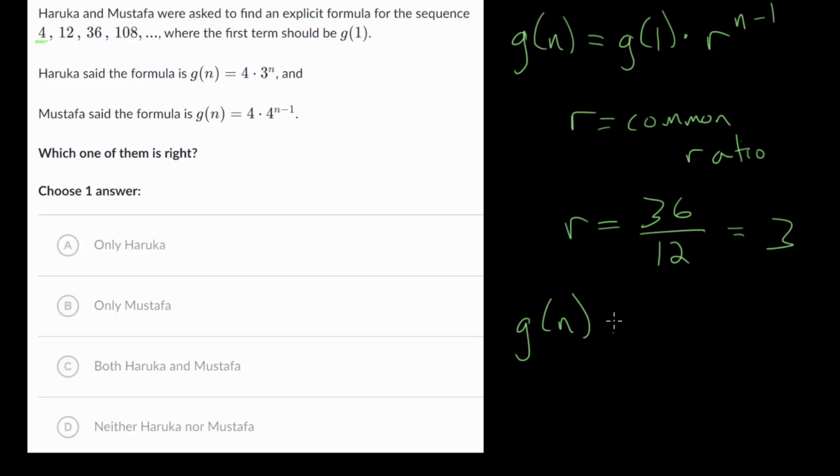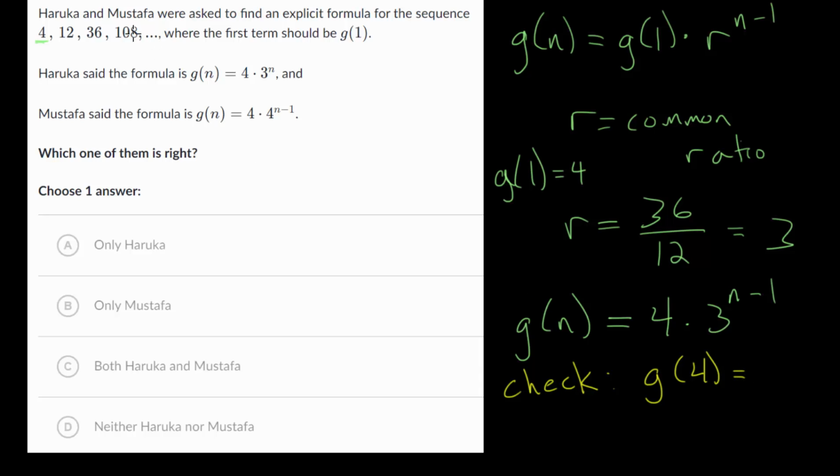So just plugging in these numbers, since now we know g of 1 is 4, we have that g of n, where now we're plugging in the nth term, is equal to that first term, 4, multiplied by our common ratio of 3 raised to the n minus 1 power. And we want to make sure this works, so let's check by choosing some term in the sequence and plugging in that term number. So let's do g of 4, since we know that the fourth term is 108.